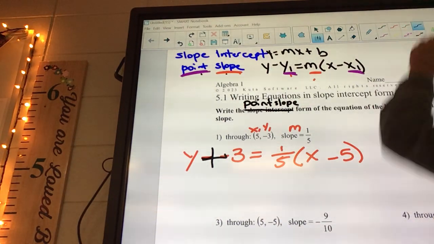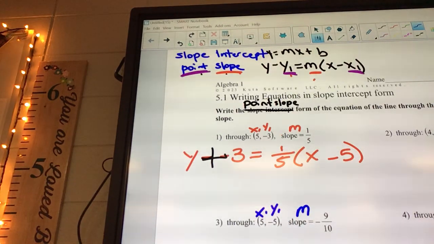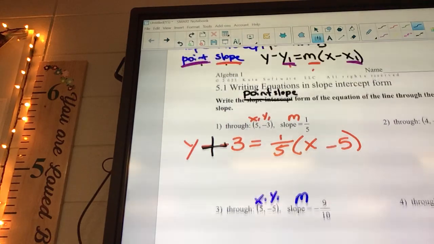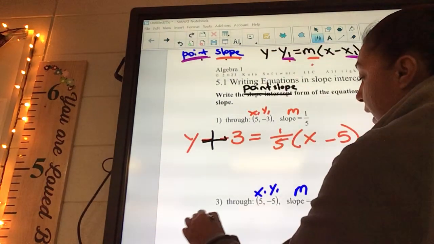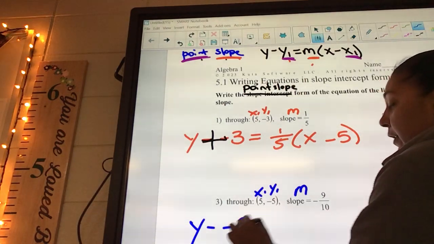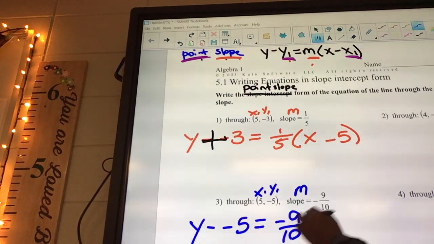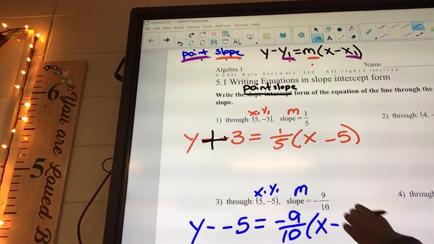Okay, so number 3, we're going to label x1, y1, and my m. Okay, we're given a point and we're given a slope. So that gives us an idea. If we don't know what to do, we're plugging in point slope form. Okay, so we're going to, again, use this formula. We're going to say y minus, well, my y1 is negative 5, equals my m is negative 9 over 10, x minus my x1 is 5.